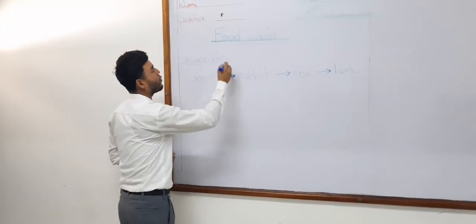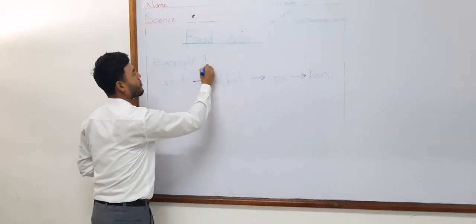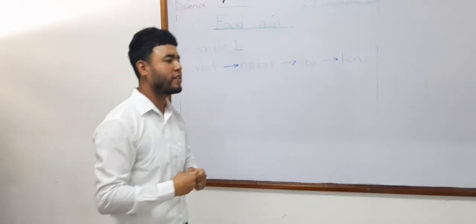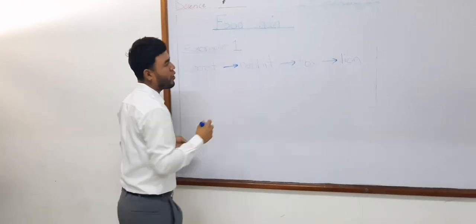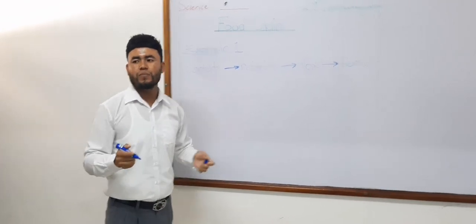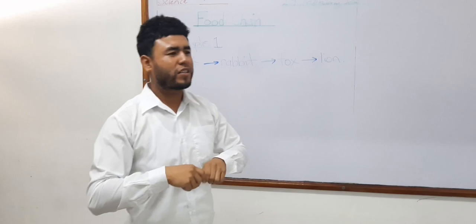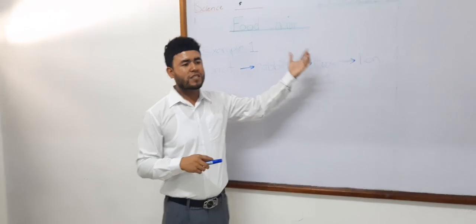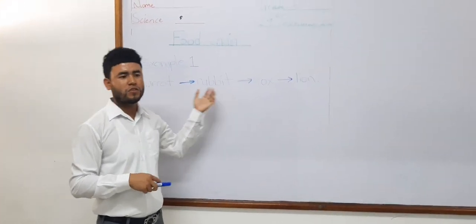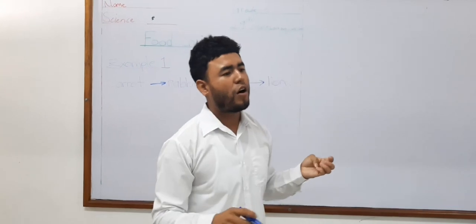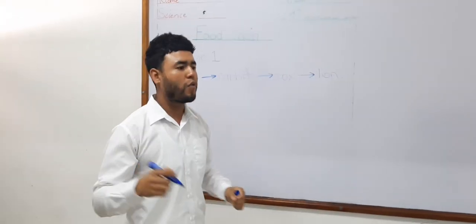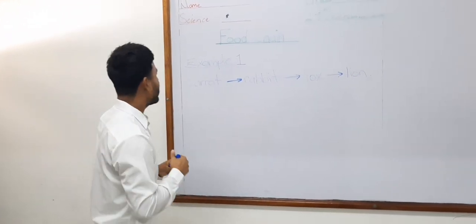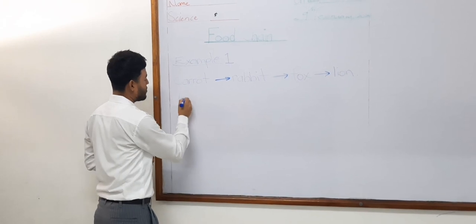So this is example one. You think you're getting an idea of what exactly is a food chain? So it's basically how living organisms feed, or how we depend on each other. Because we cannot get food without plant. The fox cannot get food without the rabbit, right? So it's basically how we depend on each other, how we get our food, how energy is passed on to other animals. Good, so let's do a next example.